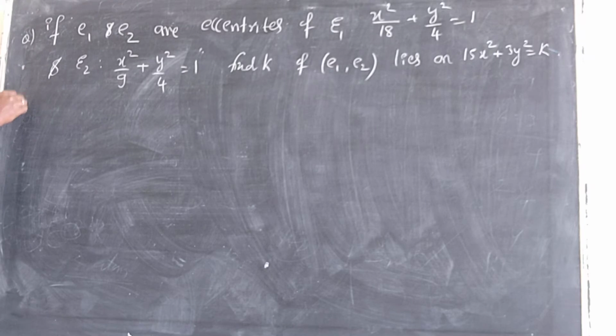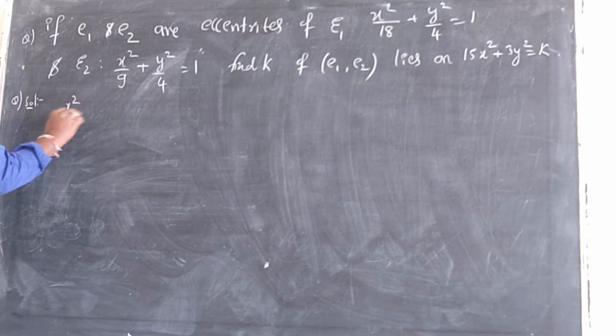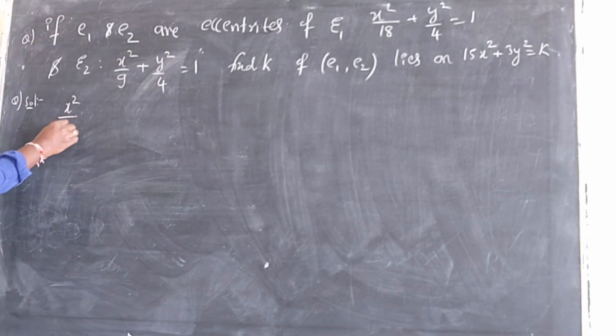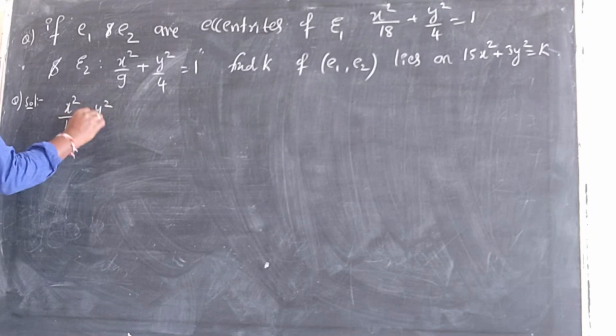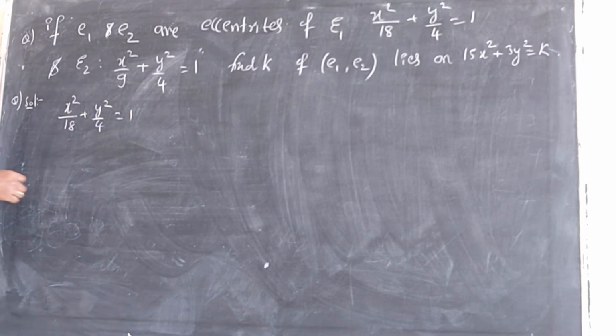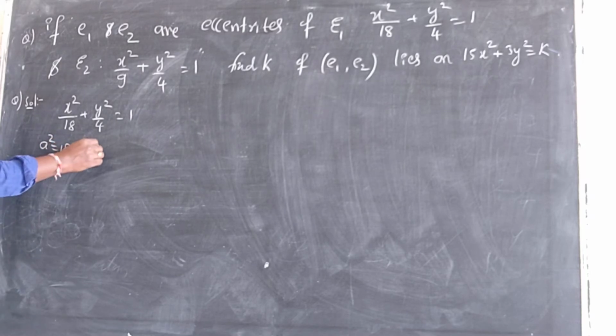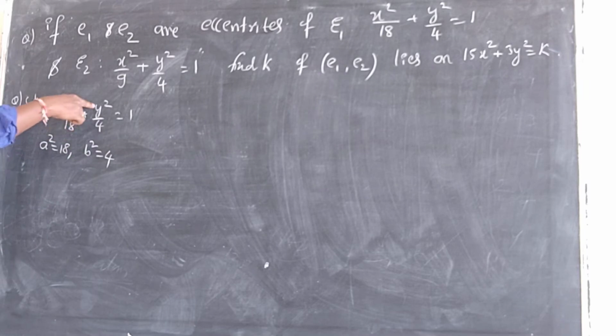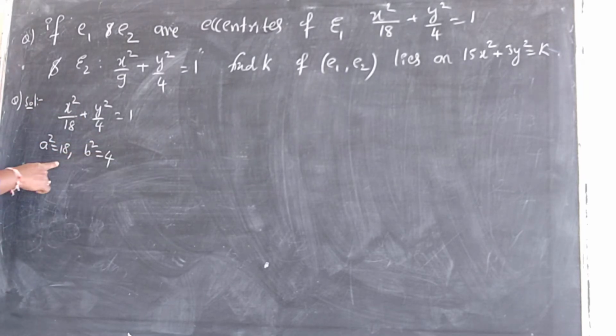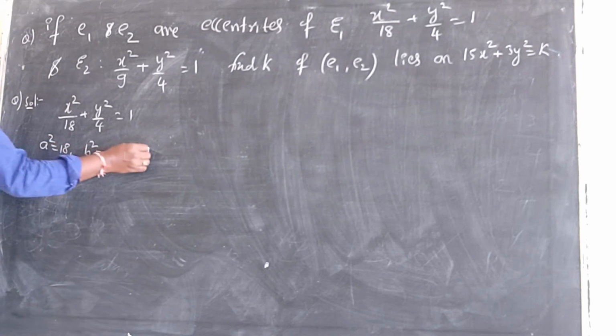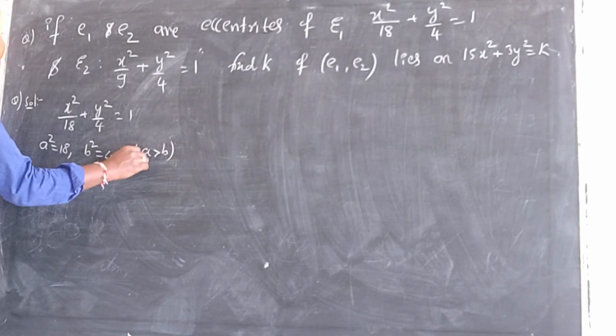First of all, find the equation of the ellipse. So what is here? x square by 18 plus y square by 4 is equal to 1 you have. So I can write a square is equal to 18, b square is equal to 4, in x square by a square plus y square by b square equal to 1. Here a is greater than b, right?